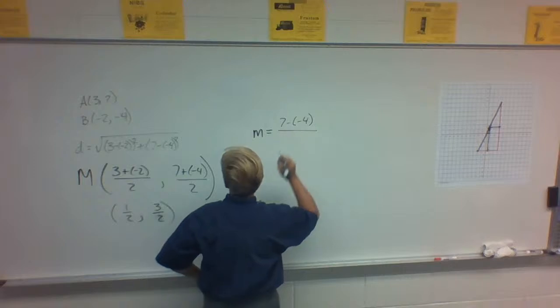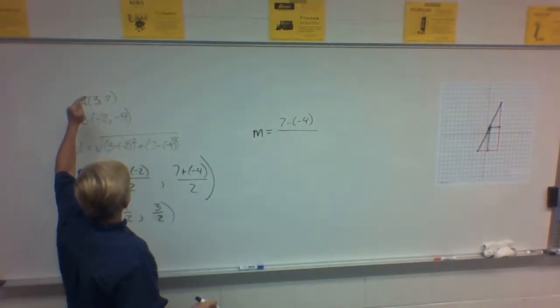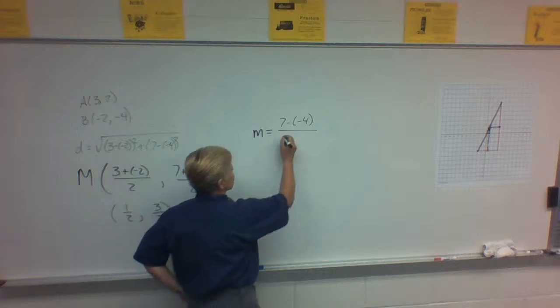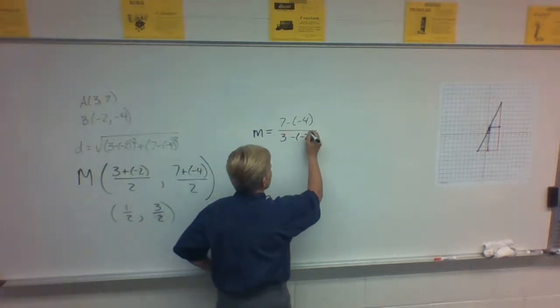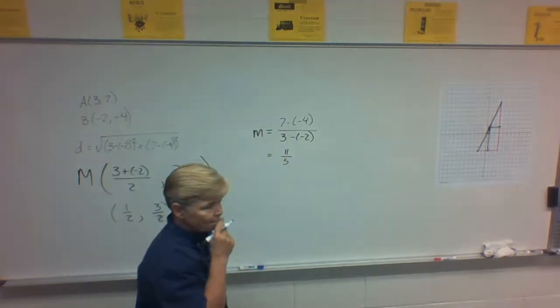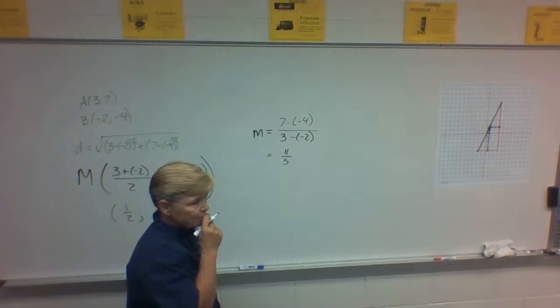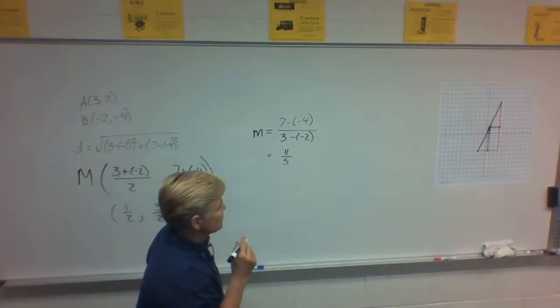And in this case, folks, you do have to do it in the same order. 7 minus -4, if I put that on the top, I have to do 3 minus -2 on the bottom, which would be 7 plus 4 and 3 plus 2, which is what we got when we counted it. You following? Okay, so here's the summary.